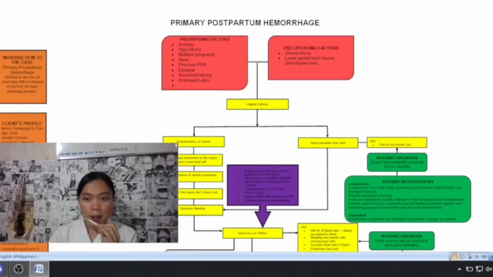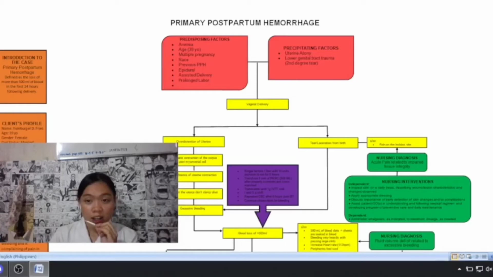Race. According to the Maternal and Child Health Nursing book, Asian and Hispanic women have a higher risk of experiencing uterine atony, which is a leading cause of postpartum hemorrhage during labor. Since our patient is Asian. Previous PPH: the patient was diagnosed with postpartum hemorrhage in her first pregnancy, so this increased her risk to have a postpartum hemorrhage in her second delivery.